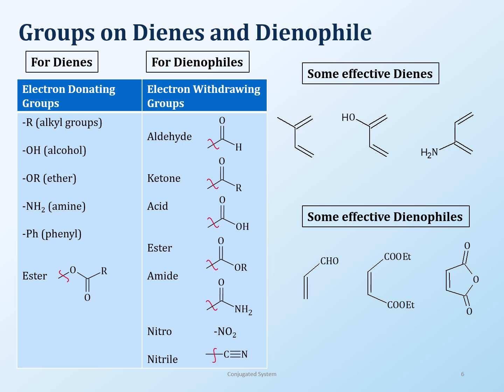Okay, so let's see how we can make our dienophile and diene better. For the diene, you need to have electron donating groups. For the dienophile, electron withdrawing groups. So for the dienes, these are the electron donating groups, okay? Anything that can push electrons into the system.